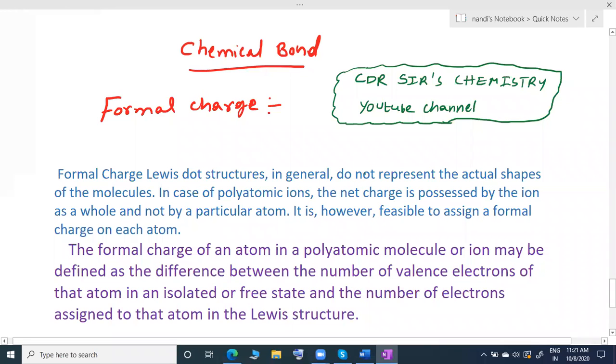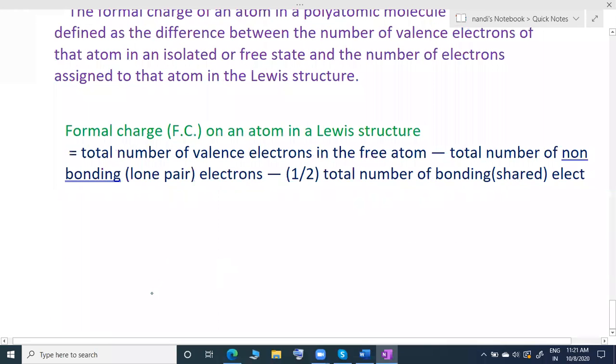Chemical bond, formal charge. We know how to write Lewis structures, but Lewis structures could not show which atom contains a negative charge and which atom contains a positive charge. For example, CO3 2-.